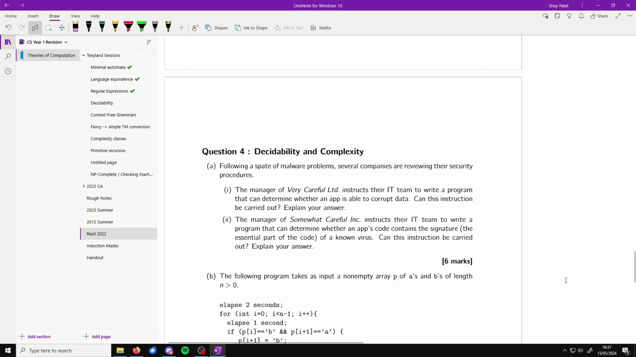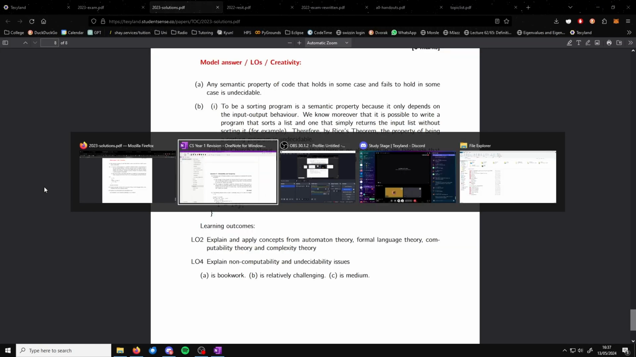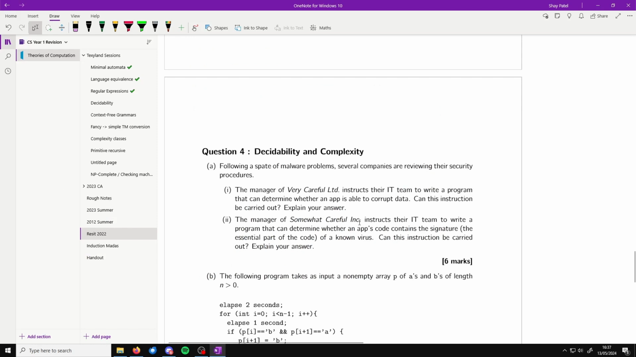Decidability and complexity following a spate of malware problems. Spate. I've never heard that before. A sudden flood, rush, or outpouring. Following a spate of malware problems.